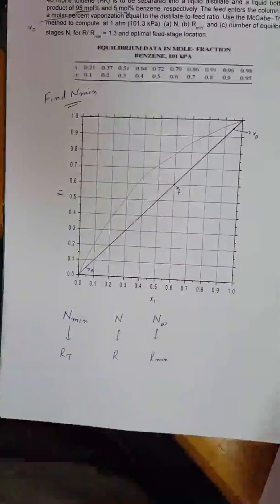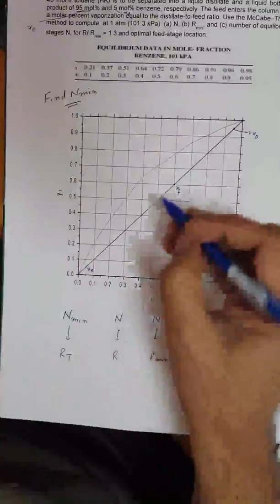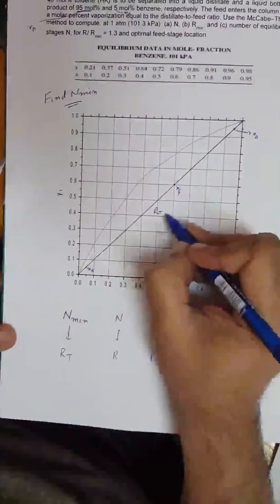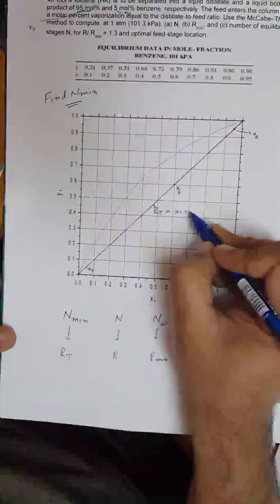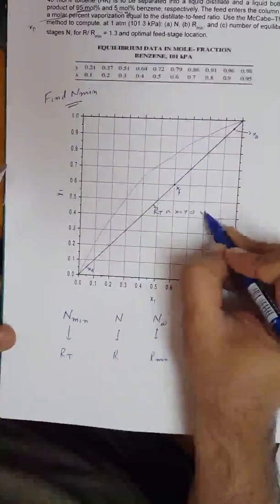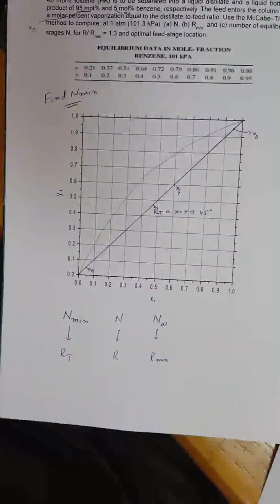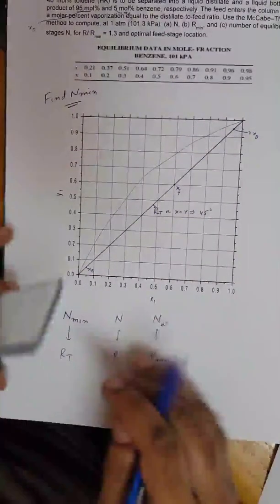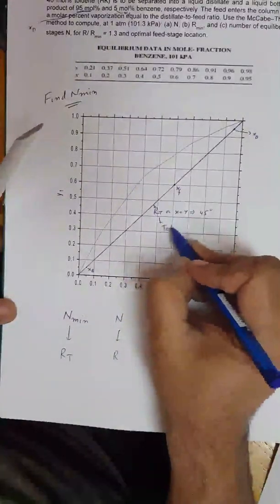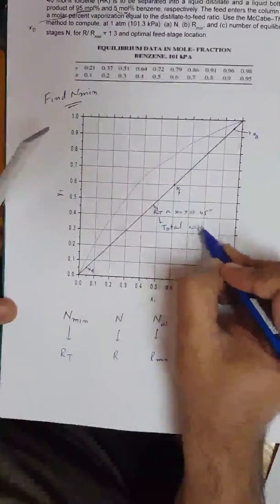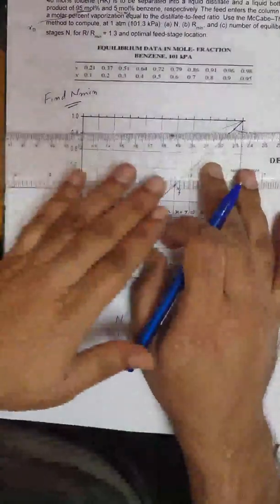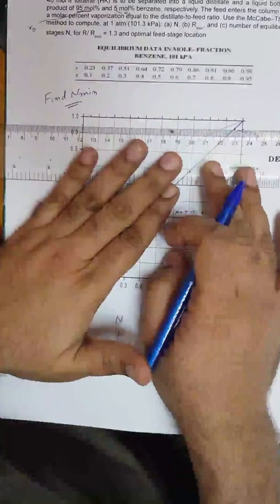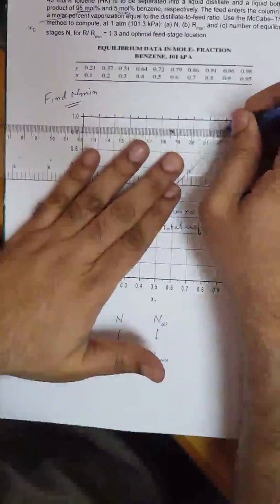This line is called the total reflux line, the x is equal to y line, also called the 45-degree line. So this line has three names. This is RT, meaning total reflux. For N minimum, you don't need to draw any other line, you just need to draw lines like that.